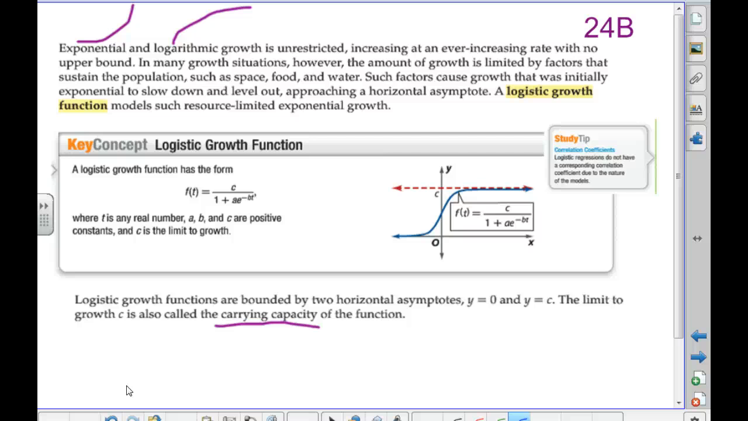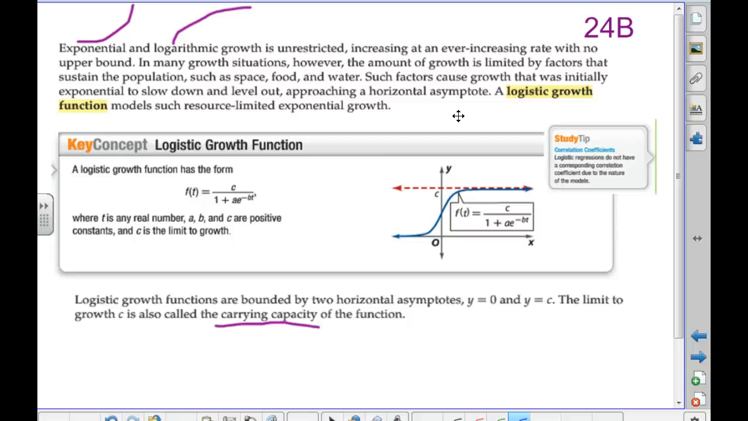This is the top, or this is 24B. I'm going to jump around a little bit here, so follow the slides as to which worksheet I'm on. Exponential and logarithmic growth is unrestricted, increasing at an ever-increasing rate with no upper bound. In many growth situations, however, the amount of growth is limited by factors that sustain the population, such as space, food, and water. Such factors cause growth that was initially exponential to slow down and level out, approaching a horizontal asymptote. This is logistic growth.